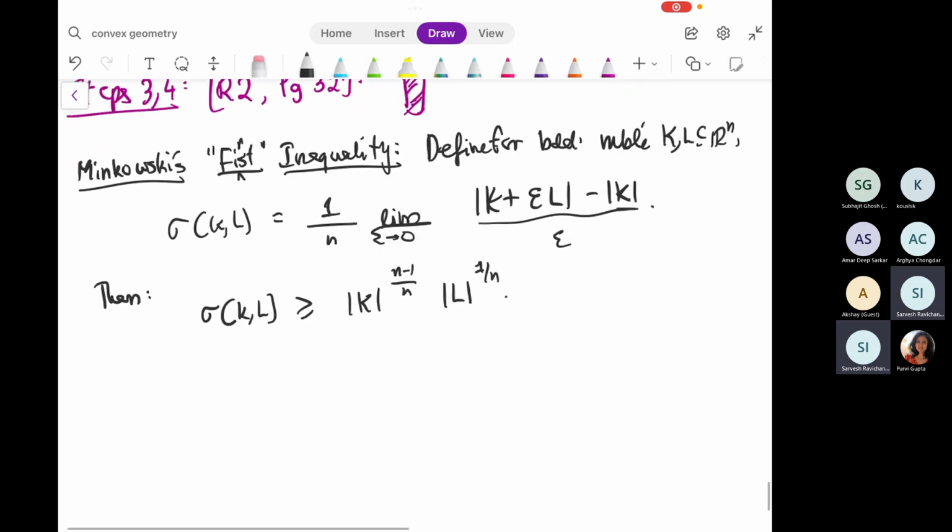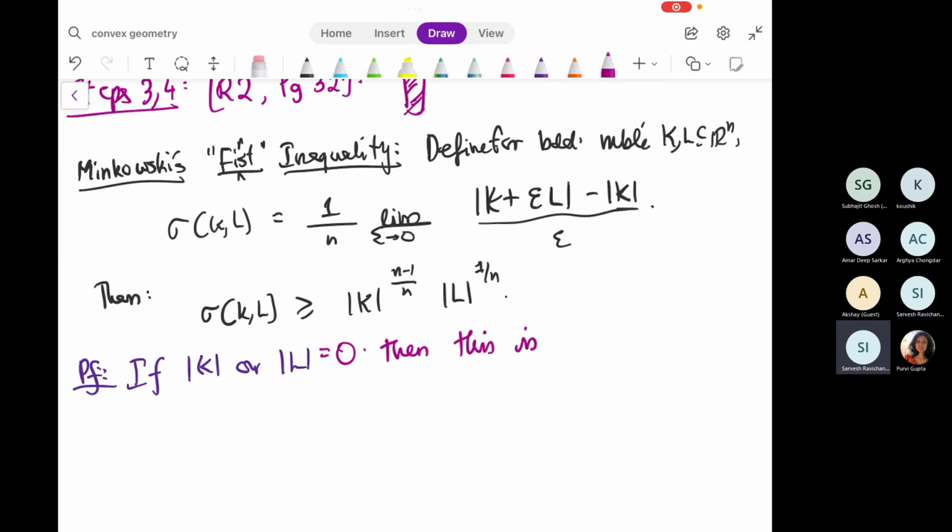And how do we prove this? Well, as usual, when we prove this, we will first cut out everything of measure 0. So if either K or L has measure 0, then you can check that this inequality is obvious, because the right hand side is 0, whereas the left hand side has to be some particular non-negative quantity. So then this is clear. So we will assume from now, without loss of generality, that both K and L have non-zero measure.